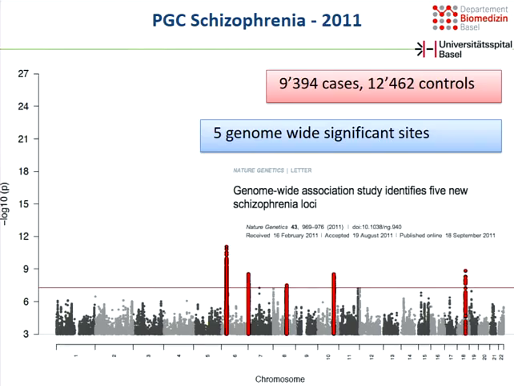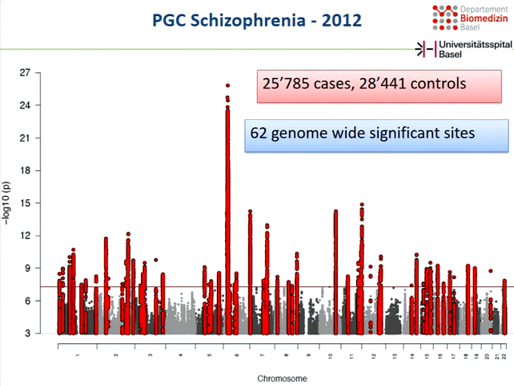So this is now from the Psychiatric GWAS Consortium. People started to put their samples together, and with that, we achieved much higher sample sizes. These were almost 10,000 cases, 12,000 controls. And now we had 5 genome-wide significant sites. And that was really, so it was time for hope. At least now we had 5 really significant hits, and that gave hope that by increasing the sample sizes, we would find additional hits. And that was indeed the case.